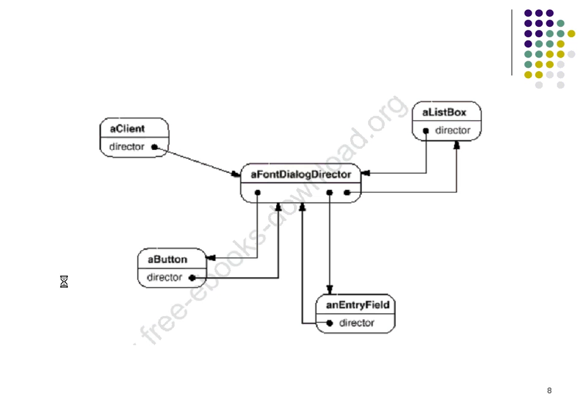I have an object for list box, I have an object for entry field, I have an object for button, and then there is a director object which has a pointer to the list box, a pointer to the entry field, and a pointer to the button. And these also point to the director, and this is a central entity for communicating things.